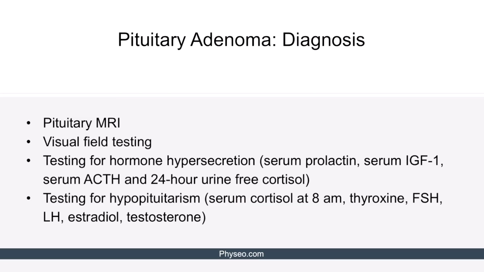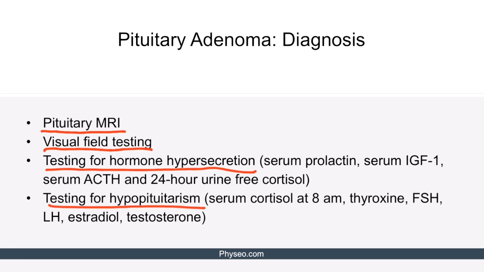Okay, let's move on to the diagnosis of pituitary adenoma in general. An MRI of the pituitary is an essential step. Visual field testing should also be done to evaluate the presence of bitemporal hemianopia. Testing for hormone hypersecretion should also be considered. For example, we measure serum prolactin when we suspect a prolactinoma, serum IGF-1 when we suspect acromegaly, as well as serum ACTH and 24-hour urine-free cortisol if we suspect Cushing disease.